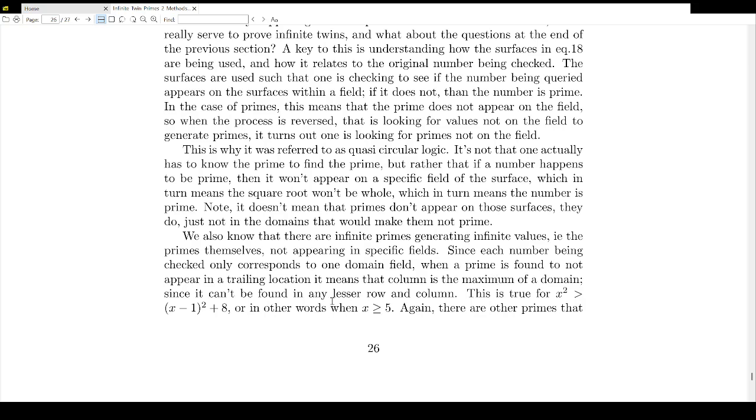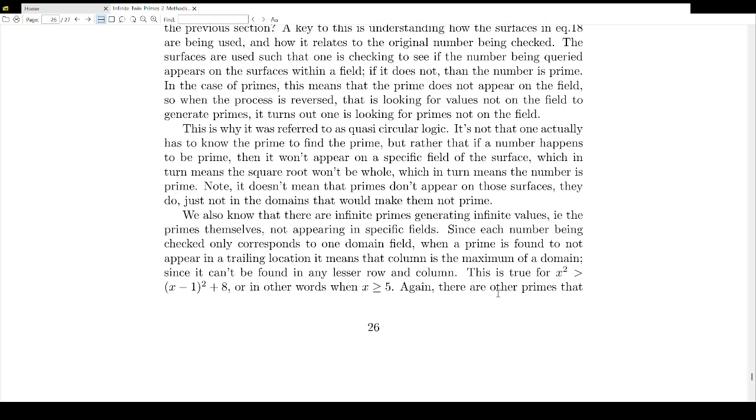So when a prime is found to not appear in a trailing location of the column, it means that column is the maximum of a domain, since it can't be found in any lesser row and column. This is true for, and I show where it's true, x squared is greater than this square root 8, or in other words, when x is greater than or equal to 5. Again, there's the first few cases in the chart that the rule does not follow, just because you're dealing with low numbers or the first few primes. So this is valid for any x greater than or equal to 5.